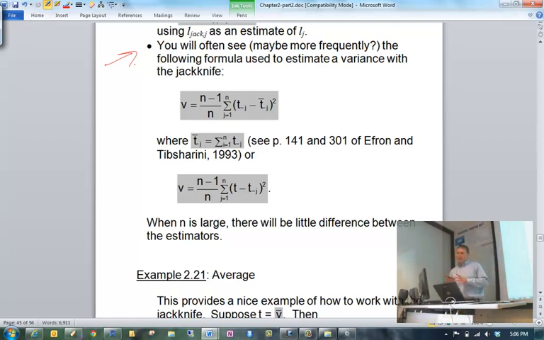Other books, not necessarily Bootstrap books, but other books where a jackknife estimate of the variance is given. I guess Efron and Tibshirani talk about this too. They'll use this formula, and they'll also use this formula. In the end, they are all just about the same. If you want to know more about where it comes from, take a look at the references. I'll give you a reference for at least one of them. But the one that you will see most often applied is this one.